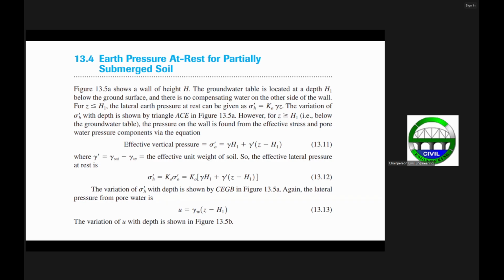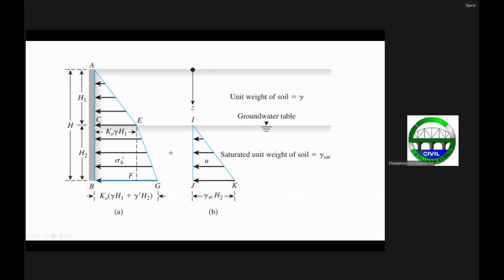So the effective lateral earth pressure at rest is now equal to the effective overburden pressure, this one here, multiplied by the at rest earth pressure coefficient. This variation can be provided by this diagram here, CEGB.